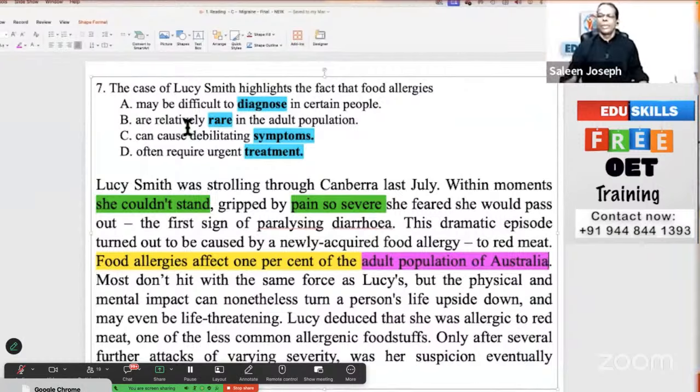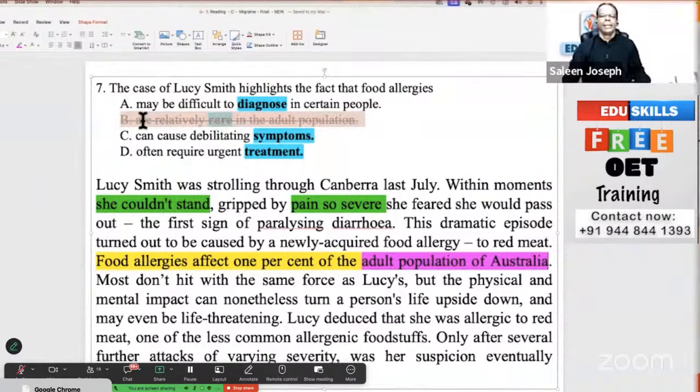For example, if you say Kerala has a very rare incidence of dengue, and the answer option says dengue is very rare in the population, are they the same? No, Father. You got the idea? You have to be very specific because it looks the same. At times they give exactly the same: food allergies are rarely found in the adult population of Australia. Then you will say, see, option B is right. But this is a general statement whereas the text is speaking about a particular country.